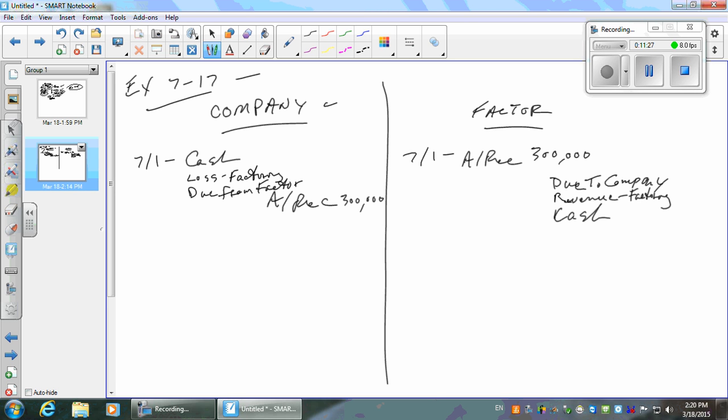What's the factory fee? Financing. Yeah, finance charge of 1.5%. Okay, so this loss is going to be 1.5% of the 300,000, and this revenue is going to be 1.5%. Everybody good? All two of you? Okay. So 300,000, that's 1.5% is what? 4,500?